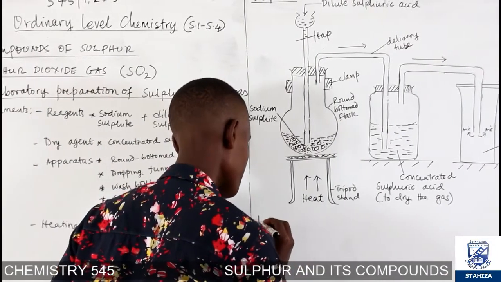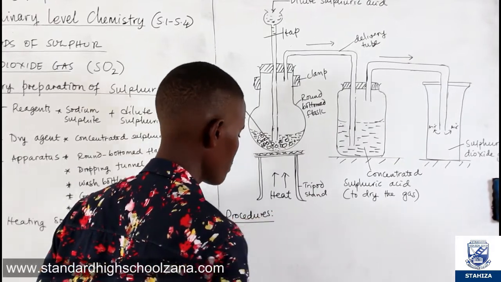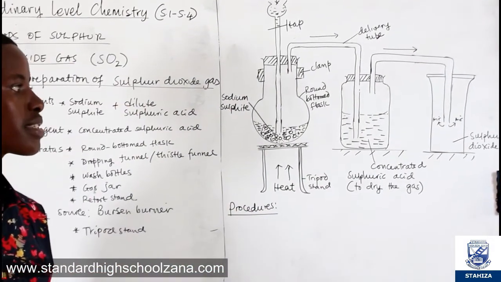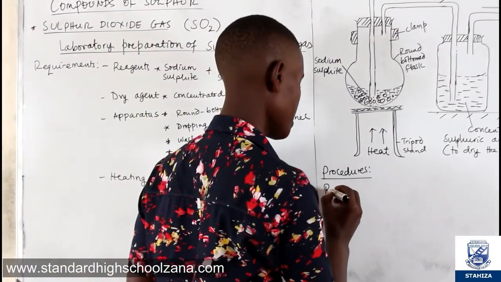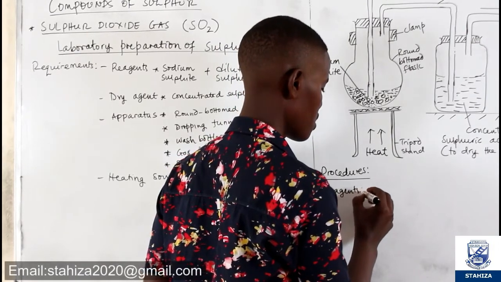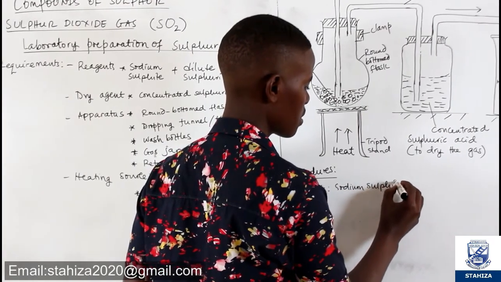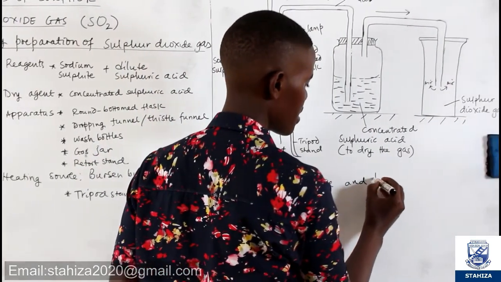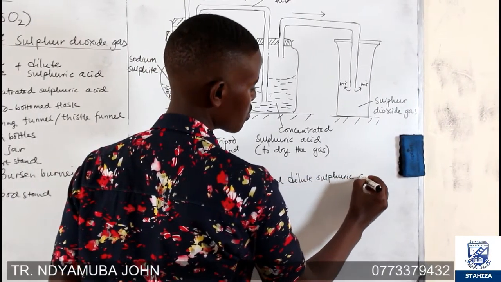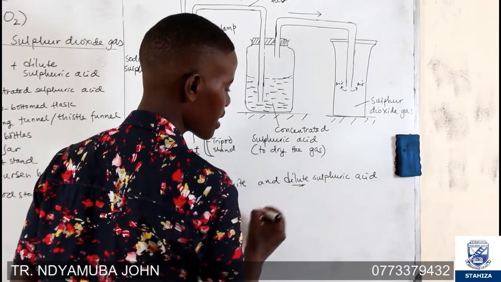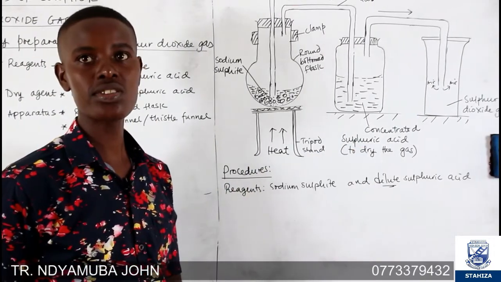So let us look at procedures of how we can prepare this gas called sulfur dioxide in the laboratory. We are saying the reagents we are having: sodium sulfite, a solid sodium sulfite, and dilute sulfuric acid. Not concentrated, we are using dilute. Mark that one. With concentrated sulfuric acid, it is basically a drying agent.